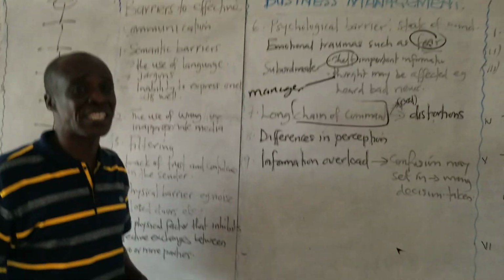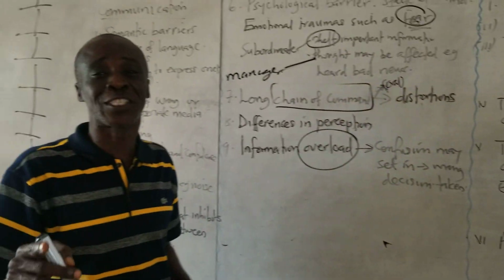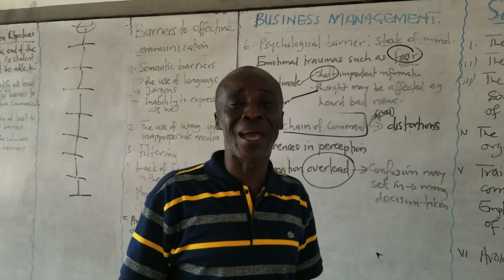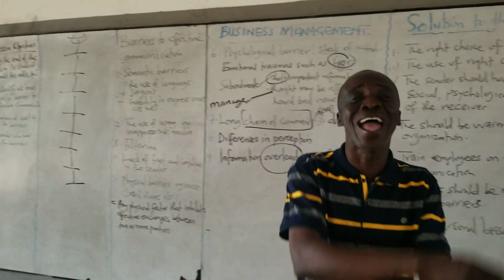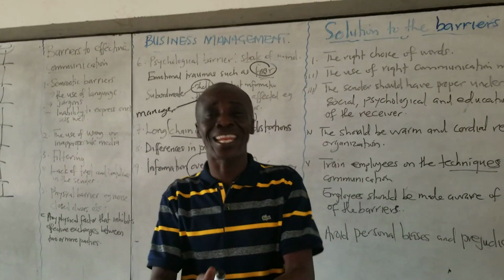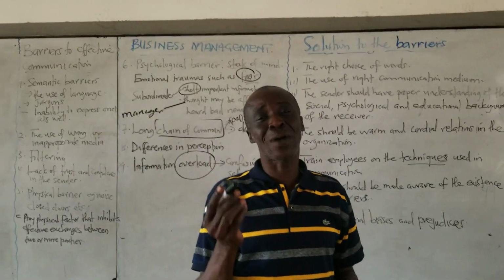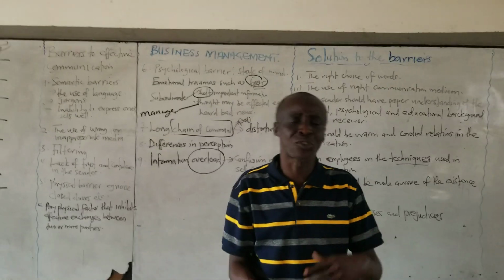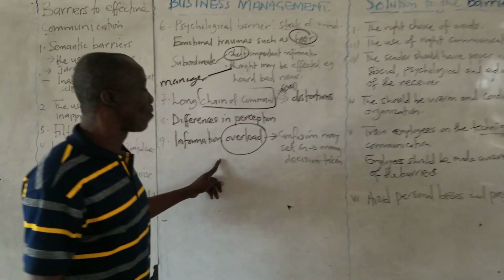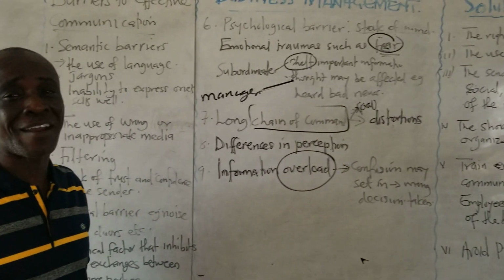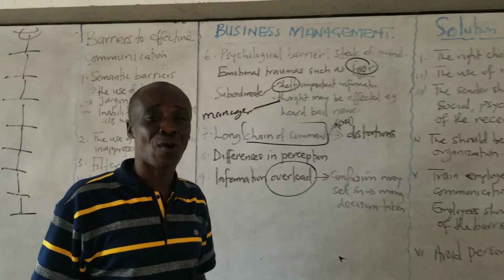And the last one here is information overload. When you say information is overloaded, if a manager doesn't delegate, he wants to do everything himself to the extent that he always has so much to do. If you have so much information, you have so much to do, then you become confused and you may not be able to take the right decision. So information overload can also be a barrier to effective communication. So these are the barriers to effective communication.